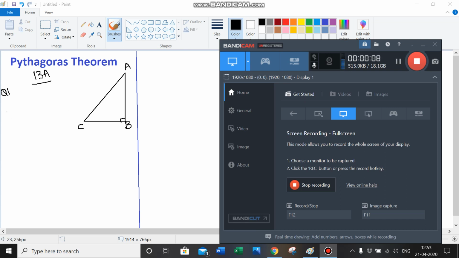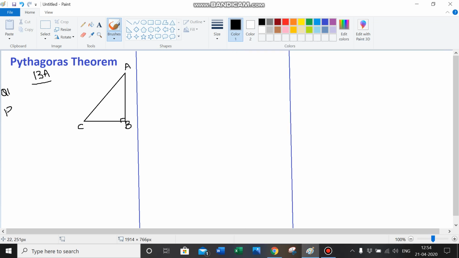We know Pythagoras Theorem is applicable only for right angle triangles, and we know that hypotenuse square is equal to side 1 square plus side 2 square. That's basically it. So now let's read the question which is given and let's see how this works. I'm repeating, hypotenuse square is equal to side 1 square plus side 2 square.